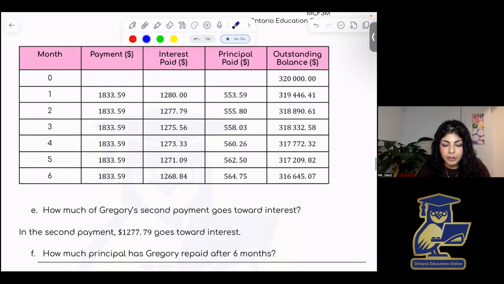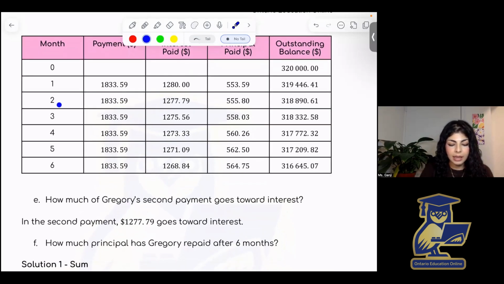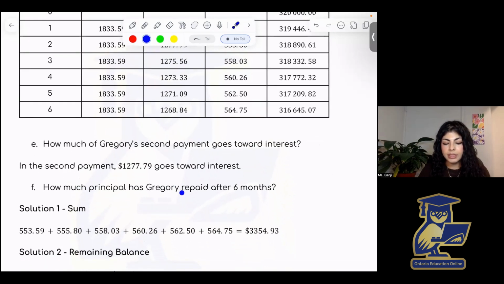So now we're asked how much of Gregory's second payment goes toward interest. Looking at the second month, this is just calculated from the outstanding balance the month prior. We just multiply by 0.004 and we get $1,277.79 goes towards interest.